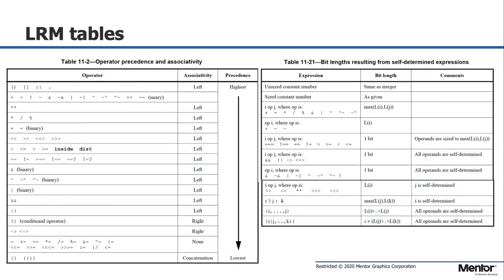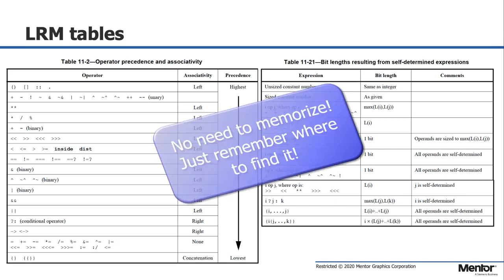And the SystemVerilog LRM has all this information about every single operator, what its precedence is, and what the context of each operator is. There's no need to memorize this entire table. You just need to remember where it is in the LRM.